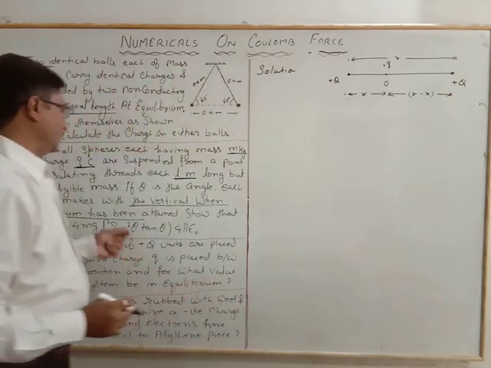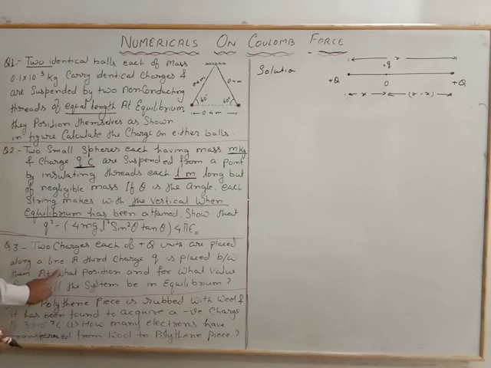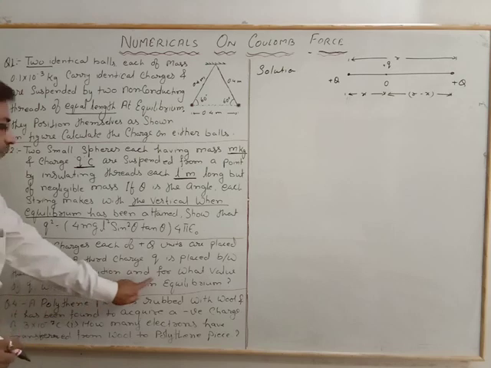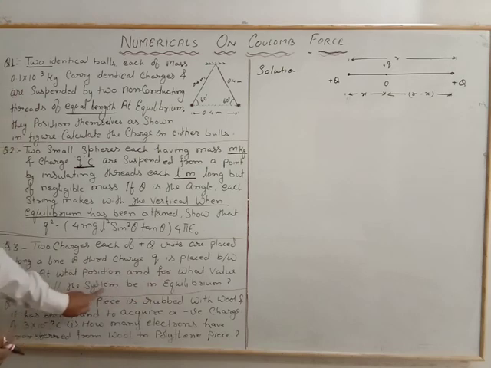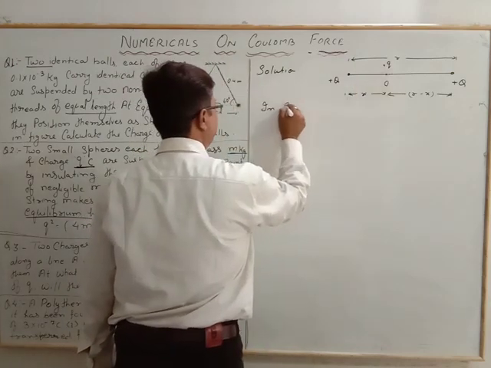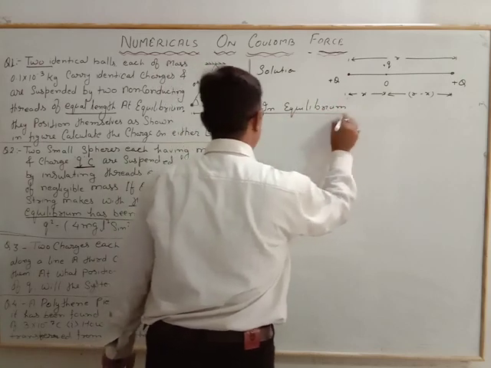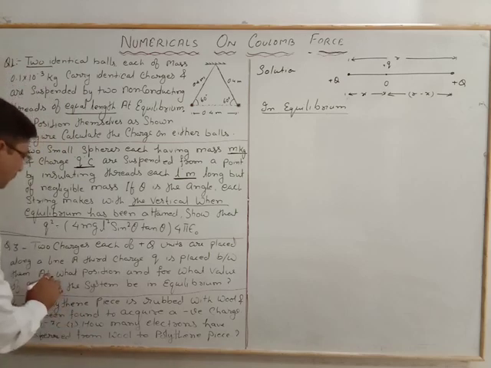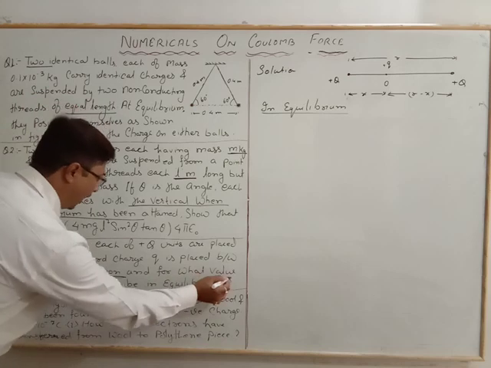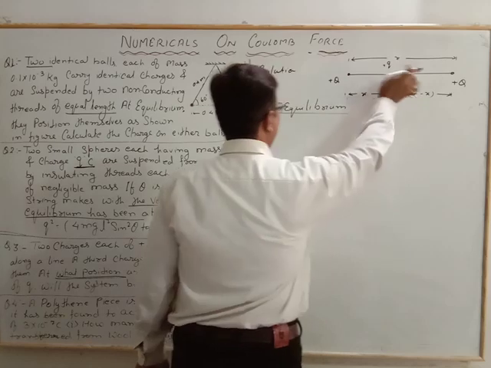The question is, two charges each of plus Q units are placed along a line. A third charge q is placed between them. At what position and for what value of q will the system be in equilibrium? First we take out the position, and then what value of the charge. So for the position, it is in equilibrium.